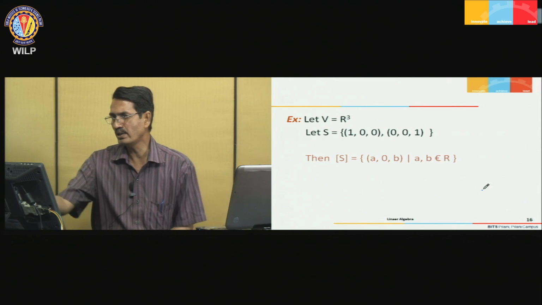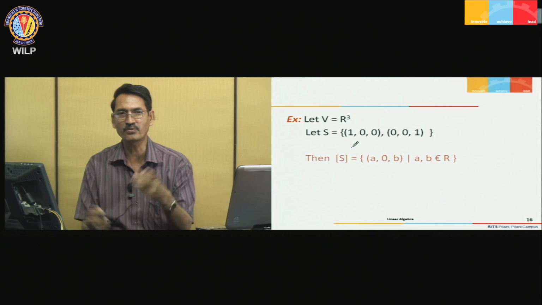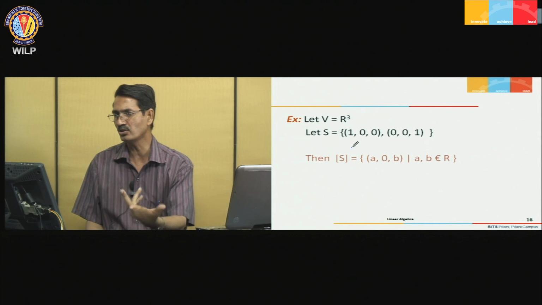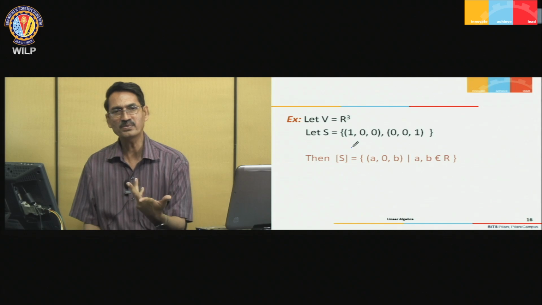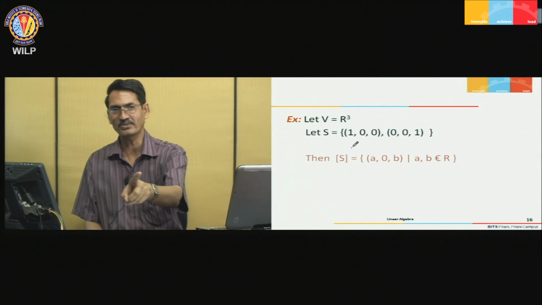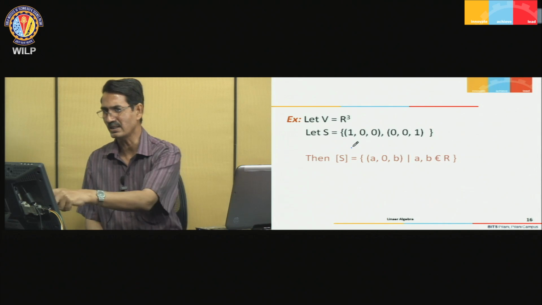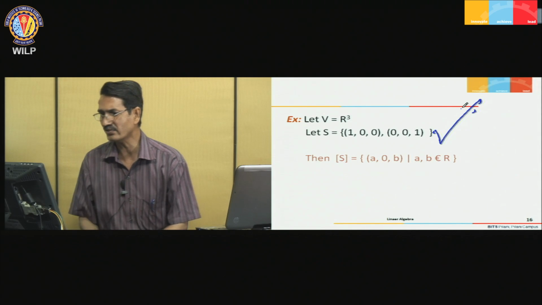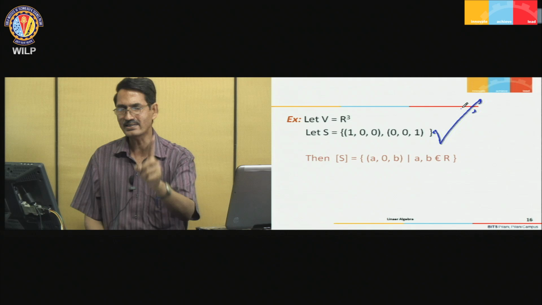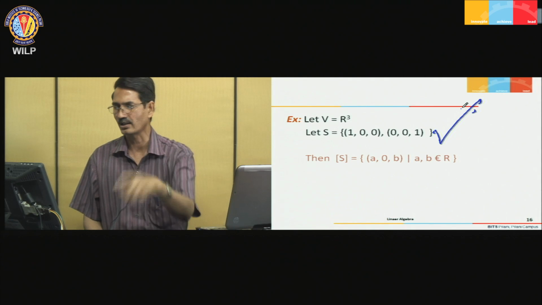So look here, V is R3 and S is the set of two elements consisting of (1, 0, 0) and (0, 0, 1). So S is a subset of R3. Remember, this S is not a subspace because the 0 element is not in S. The 0 element is not in S, therefore S is not a subspace. S is simply a subset of R3.